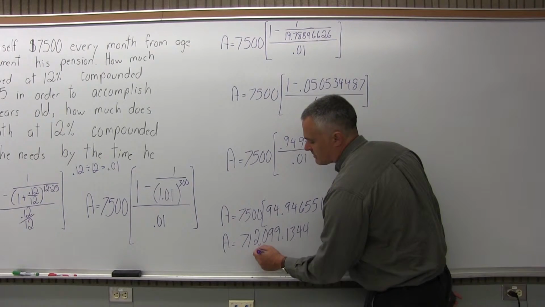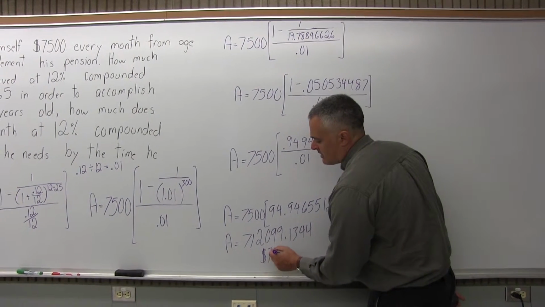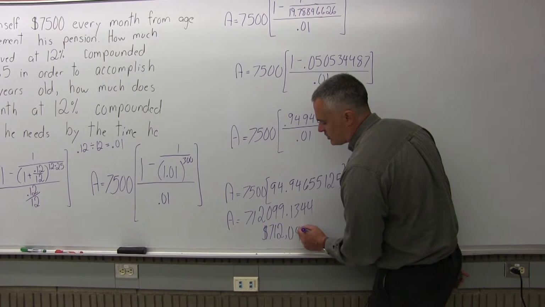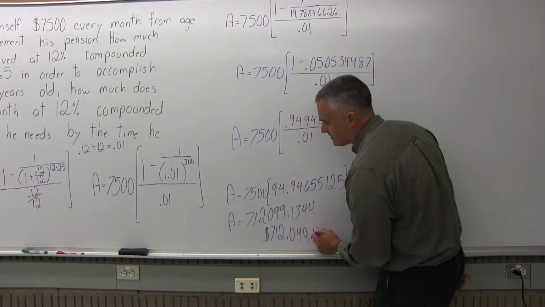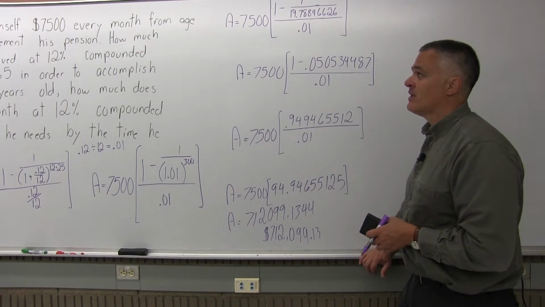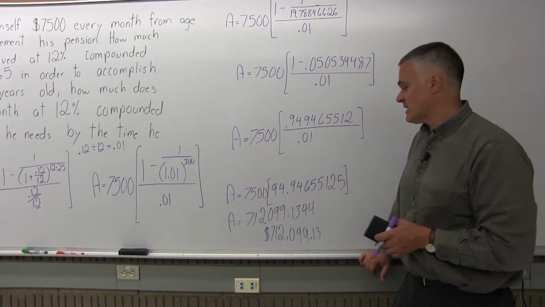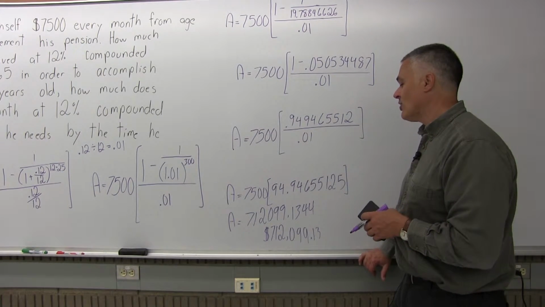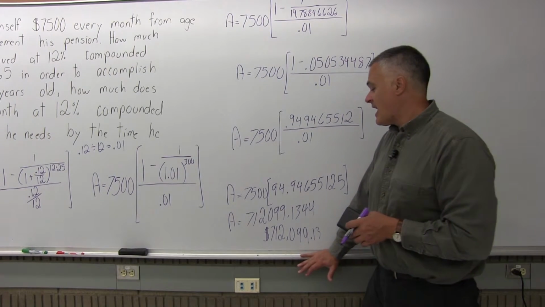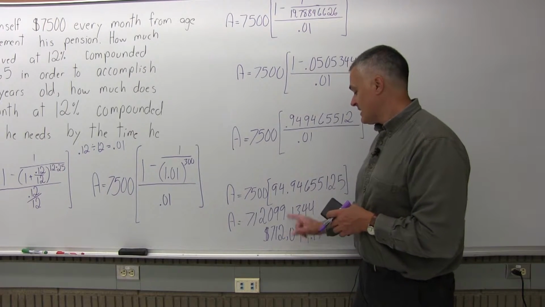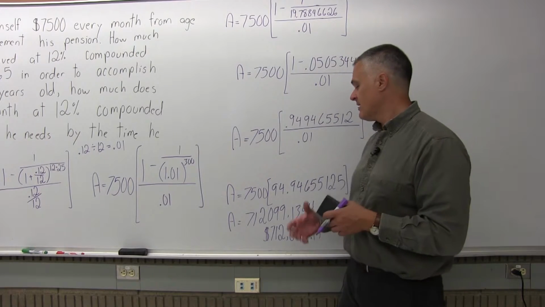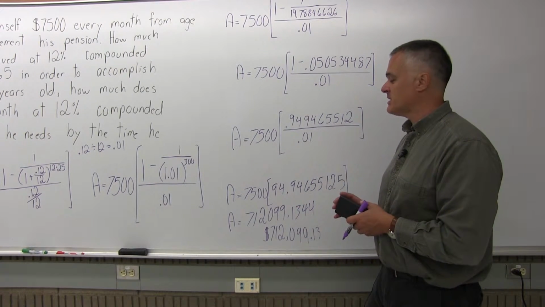So the answer to the first part of the question is, the person in this question, Alan, has to have a little over $700,000 saved up by the time he retires if he wants to be able to pay himself $7,500 every month for what he's probably estimating will be the rest of his life, $712,099.13. So regardless of what age he is now, by the time he gets to age 65, he has to have the $712,099.13, and he'll be able to pay himself that in addition to whatever his pension might be.